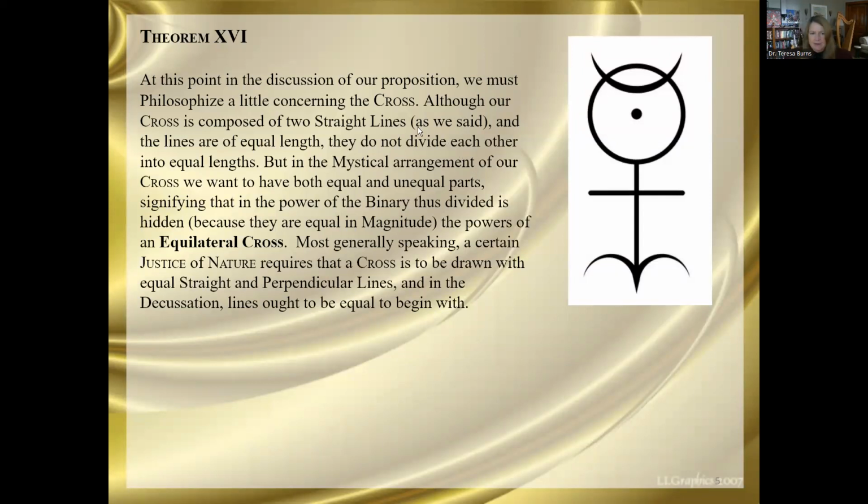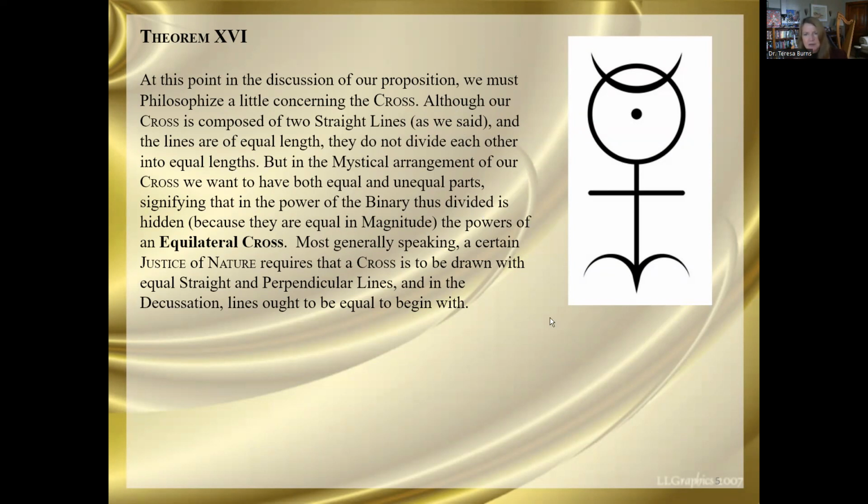That's what the two straight lines, when he says, as we said, he said in earlier theorems. So the next part of this second sentence seems difficult, but it's right out of Euclid. So let me read it to you, and then I'll tell you what Euclid means by it. Dee says, although our cross is composed of two straight lines, as we said, and the lines are of equal length, they don't divide each other into equal lengths.